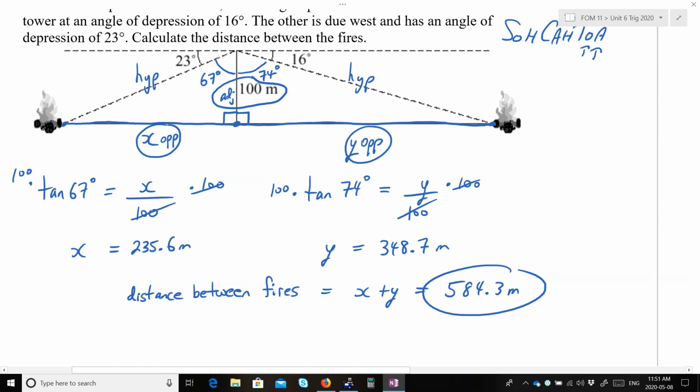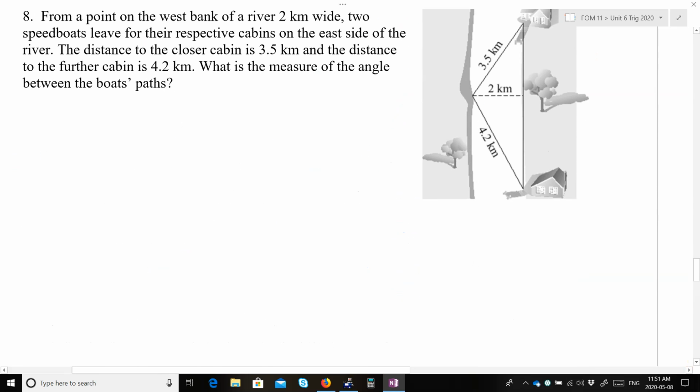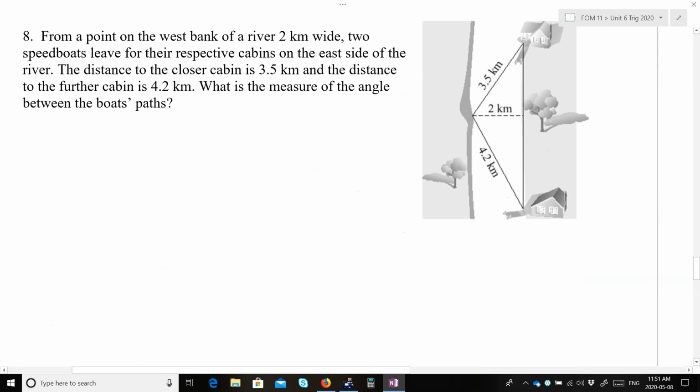Perfect, we're down to our last two questions here. Let's get on to number 8. From a point on the west bank of a river 2 kilometers wide, so this point right here, 2 speedboats leave for their respective cabins on the east side of the river. The distance to the closer cabin is 3.5 kilometers, and the distance to the further cabin is 4.2 kilometers. What is the measure of the angle between the boats' paths?